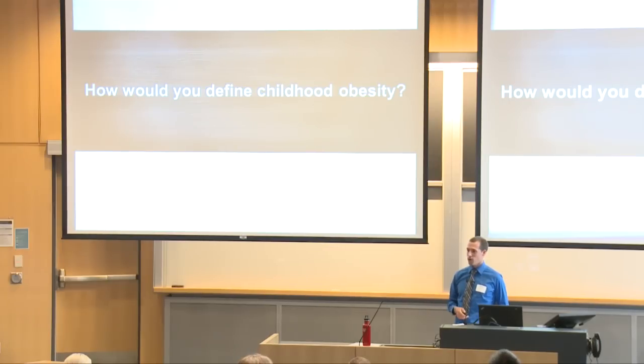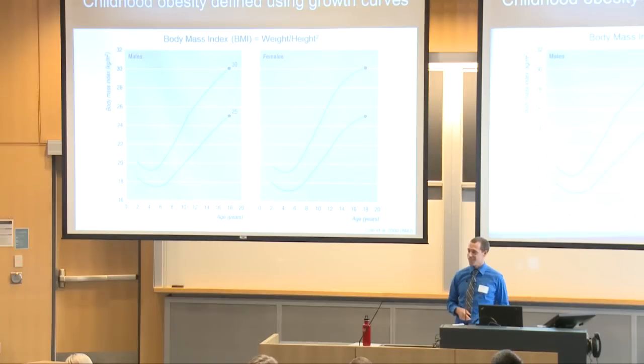BMI. Yes. All right. So actually, I'll jump to this slide then. That's how we define it for the purposes of research. So when we're talking about the childhood obesity epidemic, we're talking about BMI. And for those of you who aren't familiar with BMI, it's your body mass index, which is your weight in kilograms divided by your height in meters squared. So that's how we determine obesity or overweight for adults. You just divide your weight in kilograms by your height in meters squared. That gives you a number.